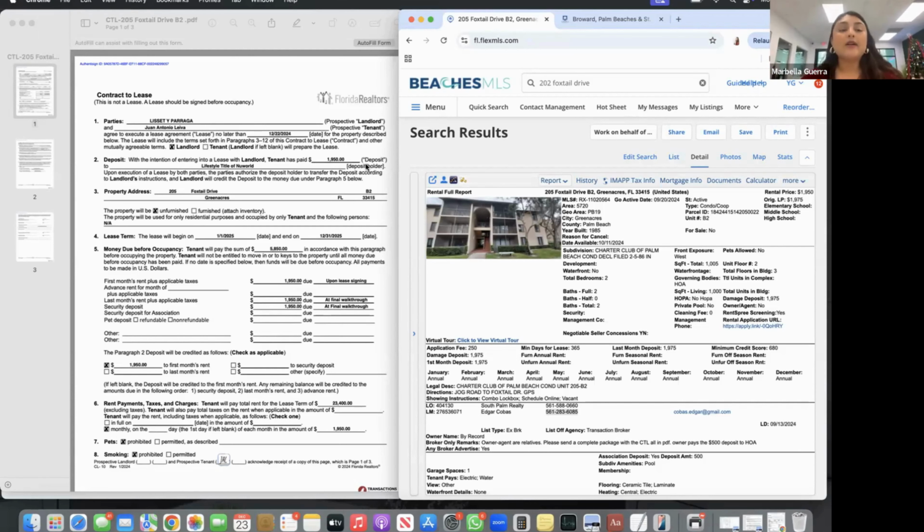Okay. Now, in paragraph 2, we move on to the portion that says the deposit. In the deposit section, in this case, the rental amount is $19.50. So you will put here that the deposit amount would be $19.50, a month's rent. Usually you can put here who the deposit holder will be.